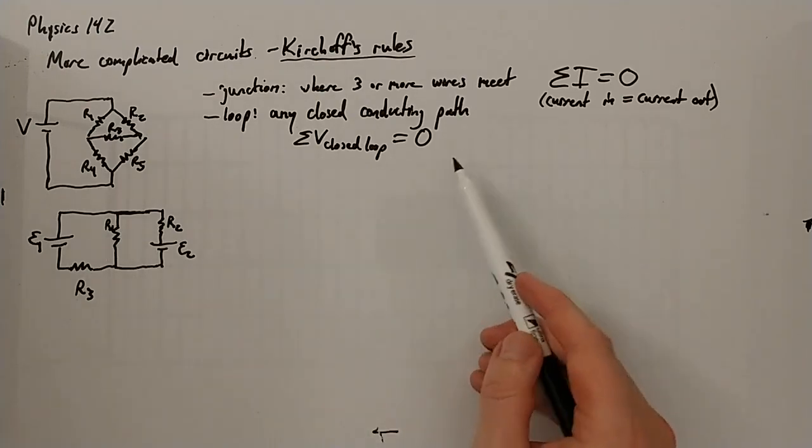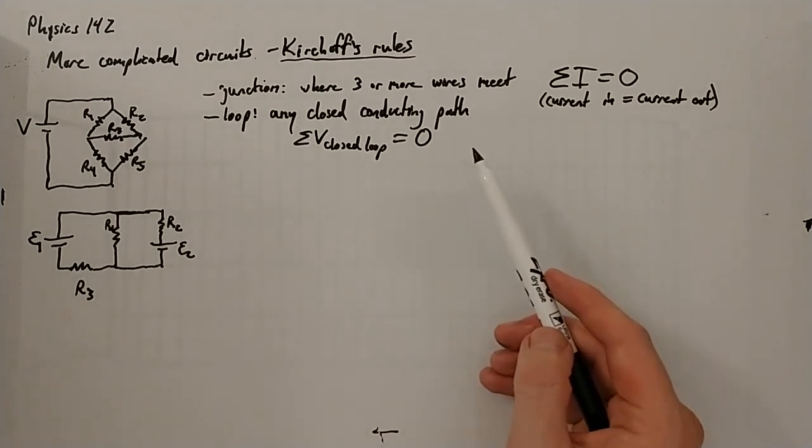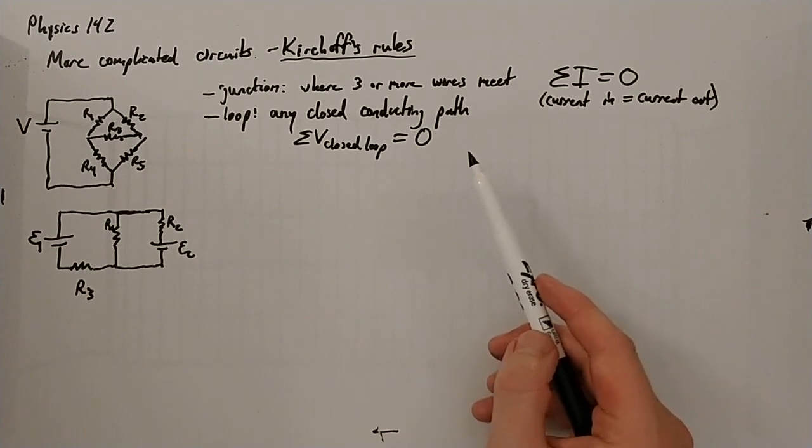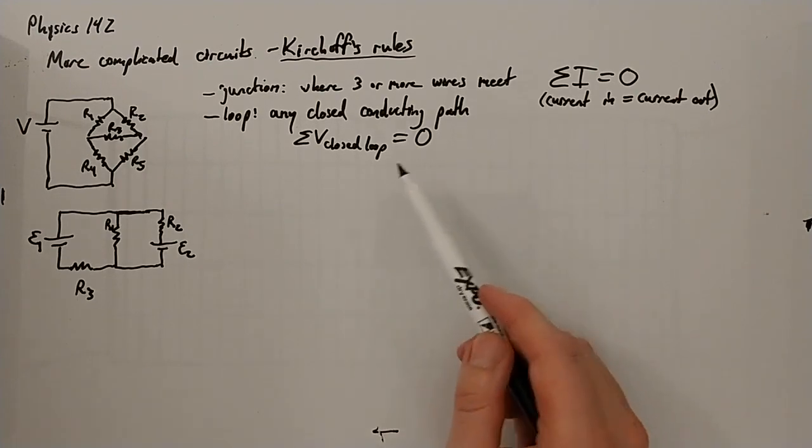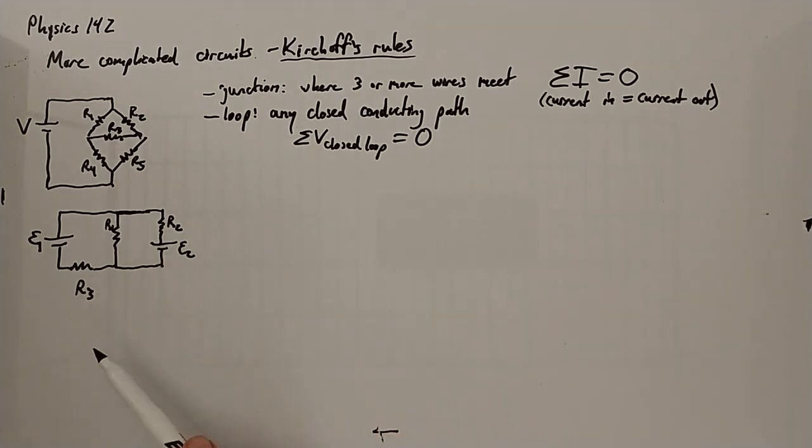So these two rules are really useful in determining things like how much current is flowing in each part of these circuits. As an example, I'll think about this circuit right here to start.